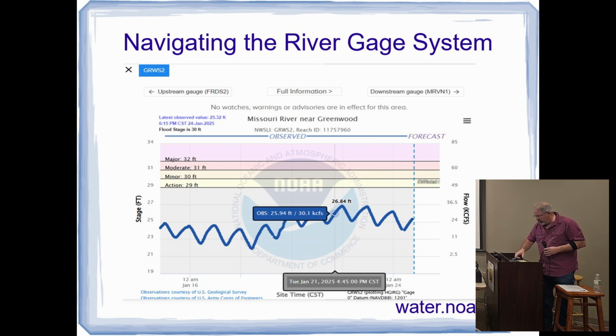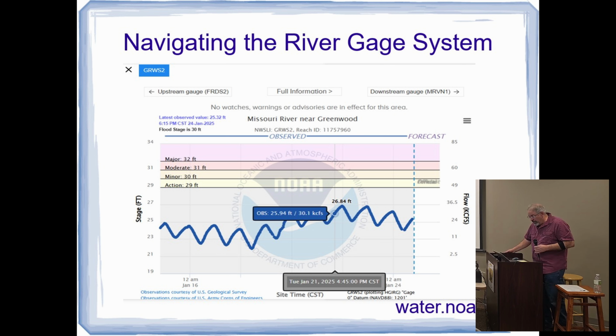I've got a little more explanation on that as we go on, but if you look on the right-hand side, it shows the flow in thousands of cubic feet per second. On the left-hand side is the stage, or the gauge height. This one starts out around 24 feet, and then the average goes up to the highest point at 25.9, and then you can see the chart as it drops back down again.